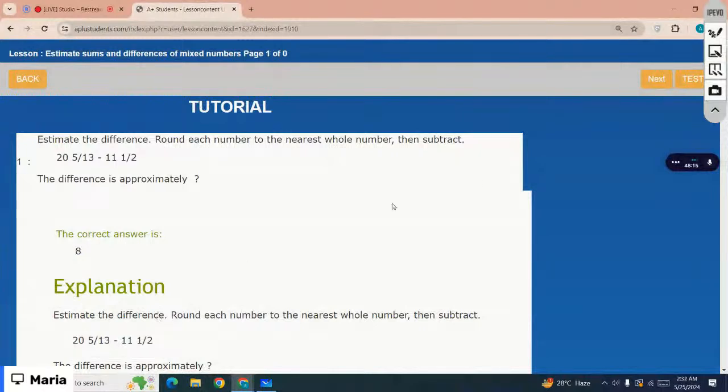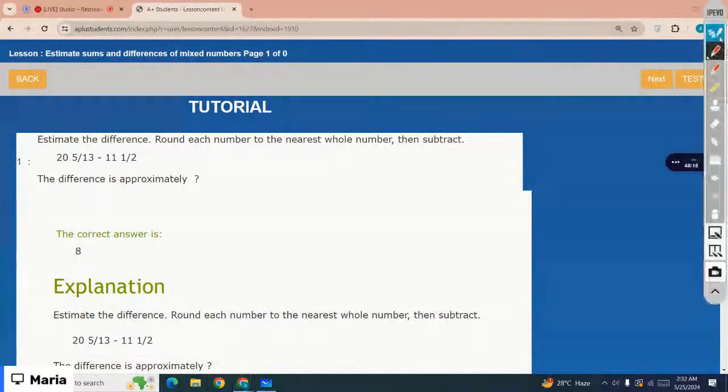Okay, 20 whole 5 by 13 minus 11 whole 1 over 2. Just look at the fractional part, right? That is 5 over 13. That is less than half, right? So you need to round on the same number. Now look at this fractional part, half, that is exactly equal. So you need to round up. That would be 20 minus 12, that equals 8. The correct option is 8. Got it? Let's just start with the test questions.